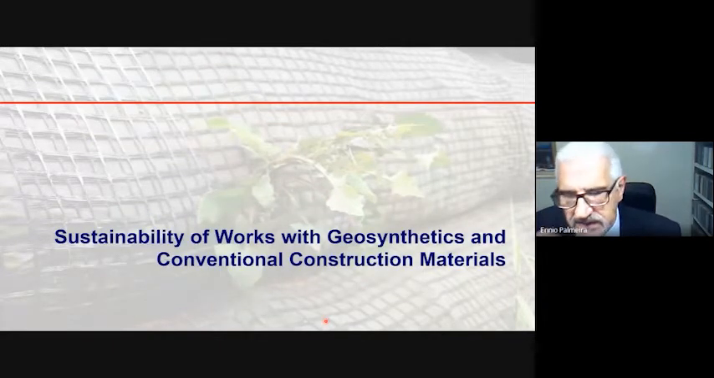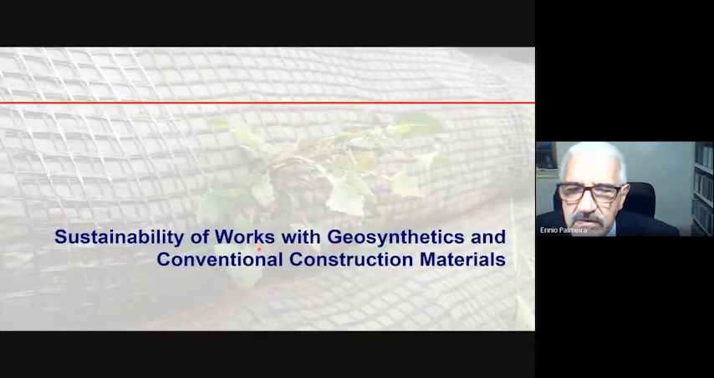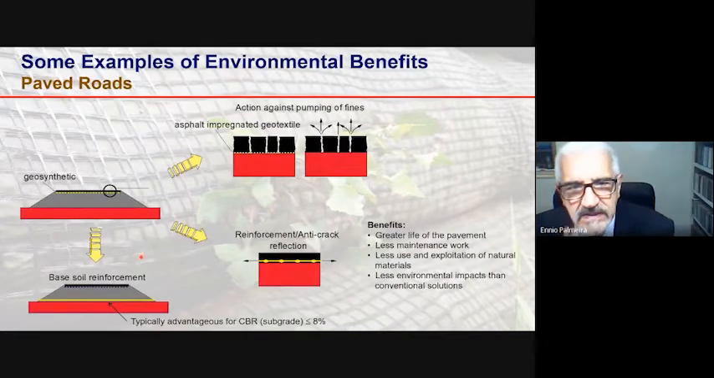Let's see some examples of sustainability of works with geosynthetics when we use them with conventional construction materials. For instance, in the case of a paved road, we can have the geosynthetics, for instance, a geotextile impregnated with asphalt, used to avoid the piping of fines from the base soil when the base material is saturated.